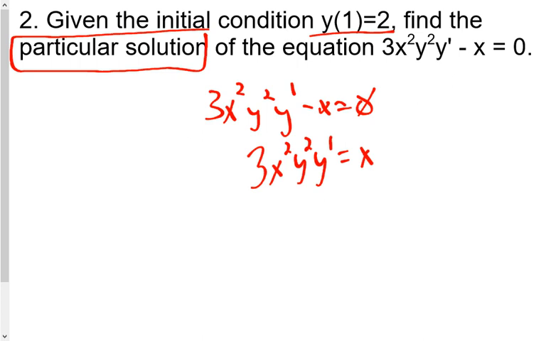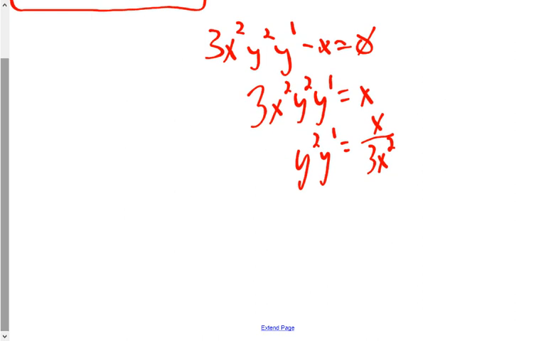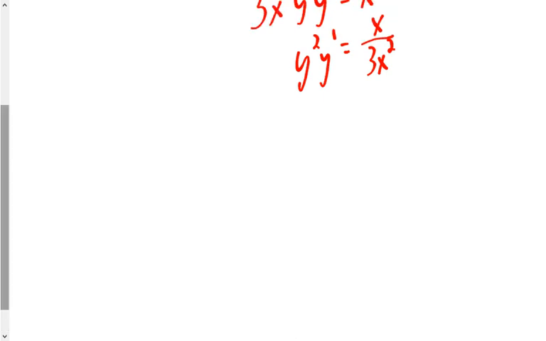Then I want just y, so I got y squared y prime equals x over 3x squared. And I'm even going to take that one step further because I know I'm going to be integrating. So I'm going to rewrite that as y squared times dy dx. Dy dx is the same as y prime.